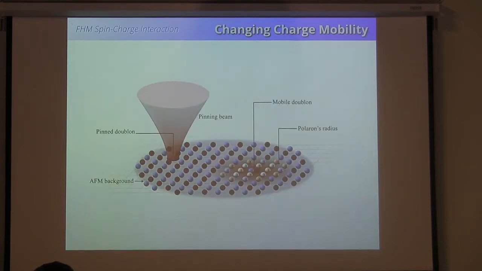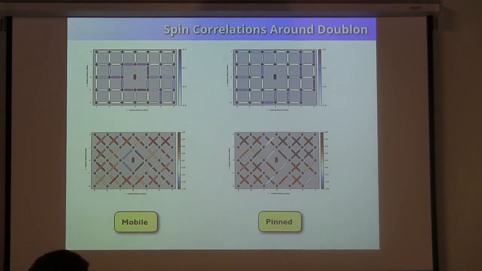The final thing you can check in the system is whether the mobility of the excess charge carrier is actually important for this modification, for this polaron formation. What you can do is pin an excess charge carrier. In our case, we take a laser beam and focus it on a certain lattice site. So now this doublon is pinned, it's fixed, it cannot move anymore. Now you could ask, does a static impurity give you the same modification of correlations, or do you actually need this mobility? And what you find is that the mobility is crucial.